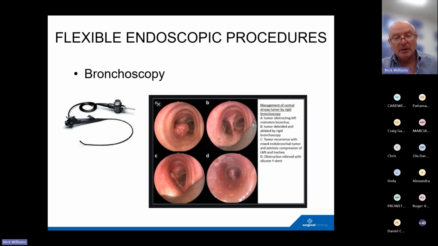Bronchoscopy: there is an increasing amount of therapy done through bronchoscopes, but in general they're still more of a basic diagnostic procedure. That's an example of a tumor, and these are the images that you can see. You get very high definition images, and going further towards the periphery of the lung now as technology is advancing.